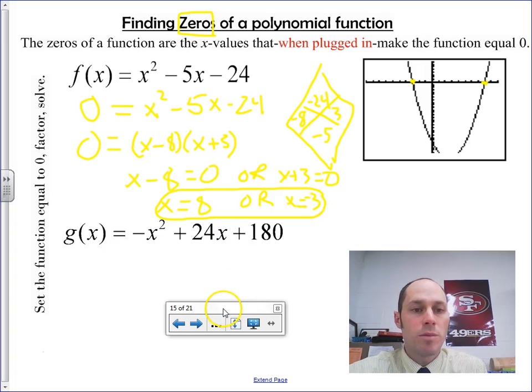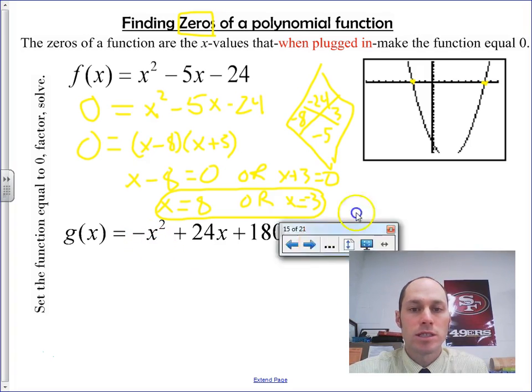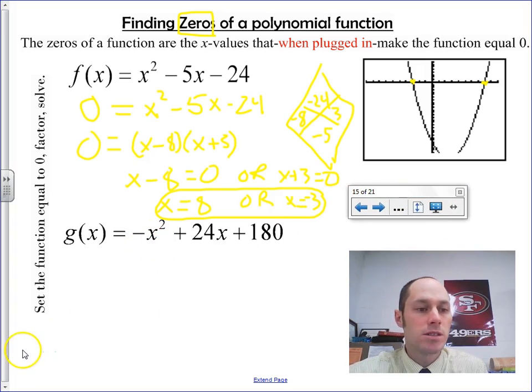Okay, you can try that example below and restart it when you want to see the solution. Notice we have a negative at the front, so I'd suggest dividing that one out first. So restart it when you want to see the solution.